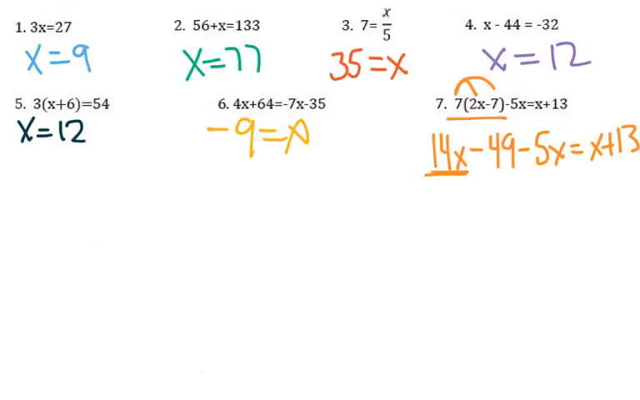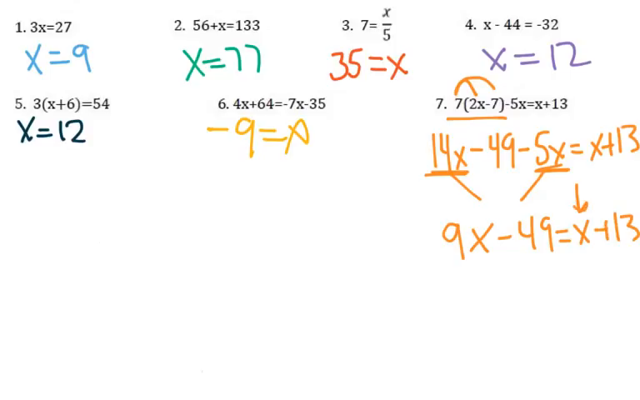So I've got this positive 14, this negative 5x. So I'm just going to combine them. They're on the same side, so I don't have to do the opposite. You only do the opposite when they're on opposite sides. Okay, so 14 minus 5 would give us 9x minus 49 equals x plus 13.